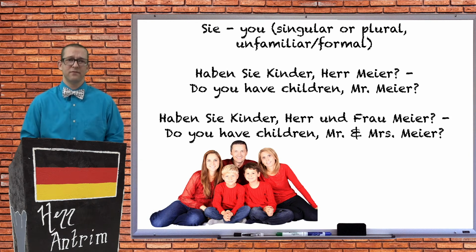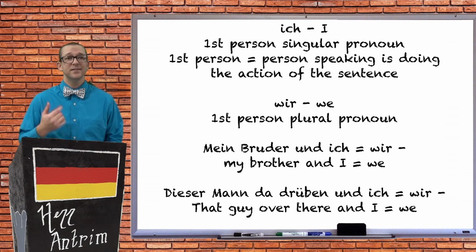Don't get confused about the fact that I labeled Sie as singular or plural. It isn't ambiguous. It's not like it could be either or and you don't know which one it is. What I mean by this is that this pronoun can be used to address one person: Haben Sie Kinder, Herr Meier? Do you have children, Mr. Meyer? Or to address more than one person: Haben Sie Kinder, Herr und Frau Meier? Do you have children, Mr. and Mrs. Meyer?